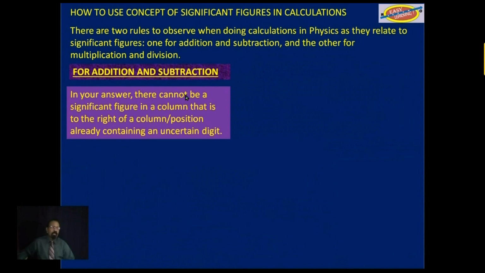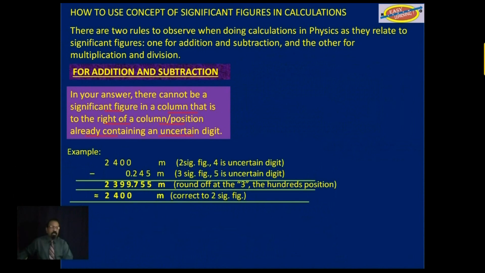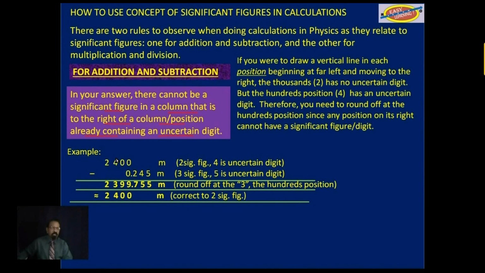Now you do the same thing for subtraction. Your answer cannot contain a significant figure in a column that is to the right of a column or position already containing an uncertain digit. So let us say you had to subtract 0.245 meters from 2,400. If you look at the first number up here, you have two significant figures and 4 is the uncertain digit. This next number here, you have three significant figures and 5 is the uncertain digit.